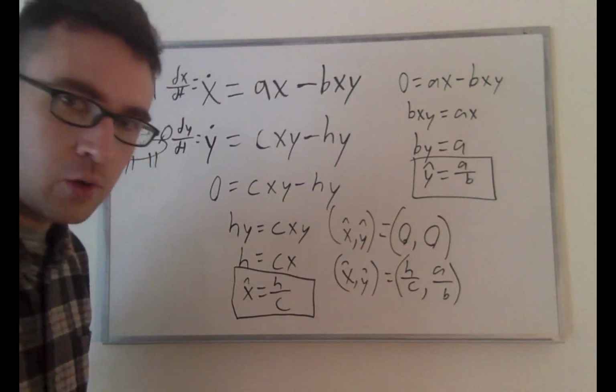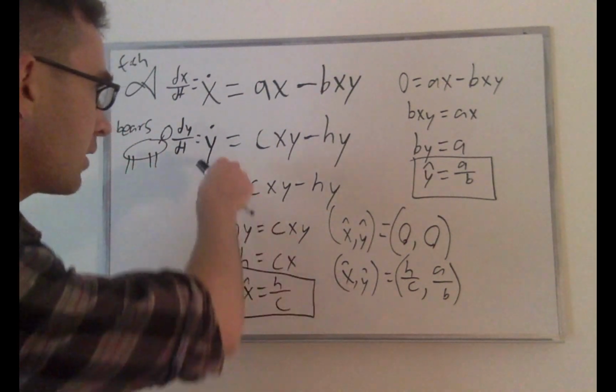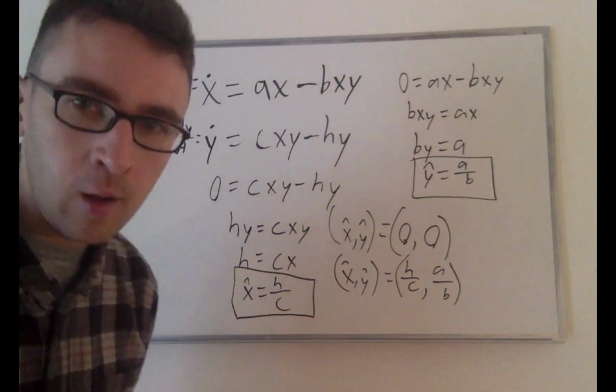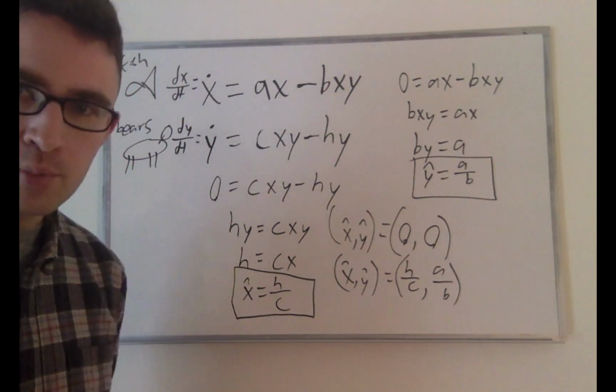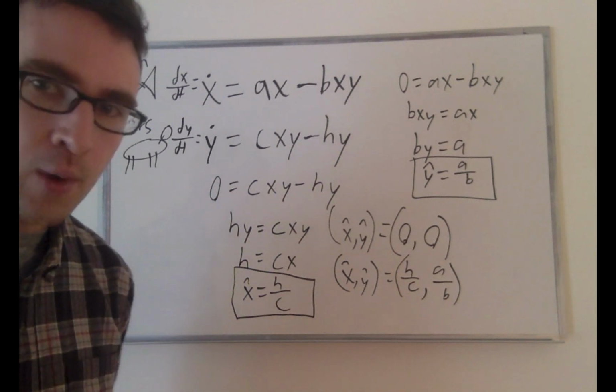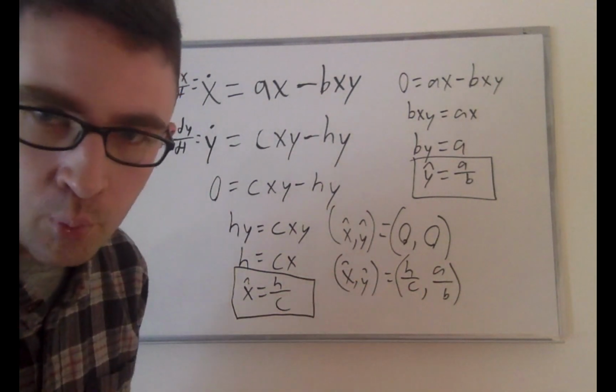Okay, so these are our equilibrium points. Again, it's pretty easy. We just set these equations equal to 0 and then solved for our variables. So for the next step, let's try to linearize the system around this non-trivial equilibrium point.